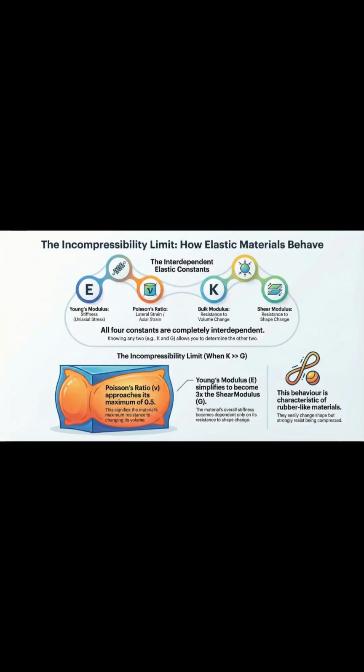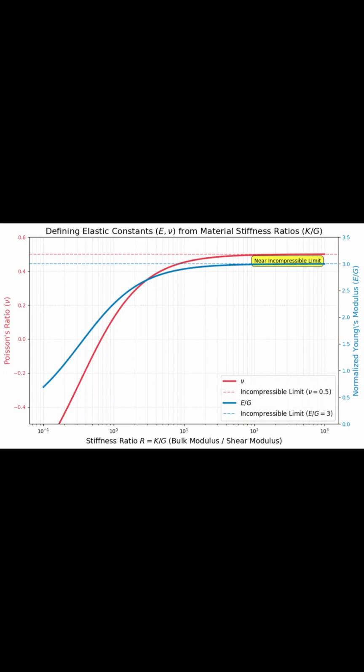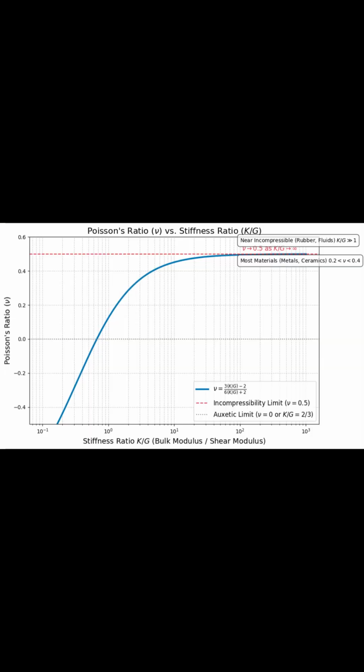This is the brief on the elastic interdependency of material constants. So when we're looking at how a material deforms, we use four main constants: Young's modulus, Poisson's ratio, bulk modulus, and shear modulus. And the key thing to get is that these are all tied together. You can't just change one without affecting all the others.